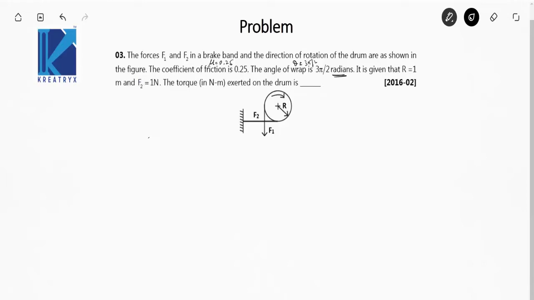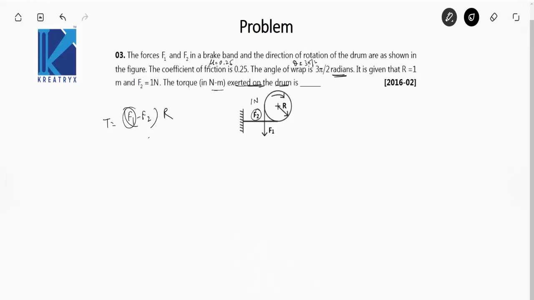It is given that R is equal to 1 meter, that is the radius of the drum is 1 meter, and F2 is 1 Newton. The torque in Newton meter exerted on the drum is, so you have to find the braking torque again, and in a band brake, the braking torque is equal to (F1 minus F2) into R. That is the difference between the tensions into the radius of the drum. So we know F2, that is 1 Newton. We know the radius of the drum, but we don't know F1.